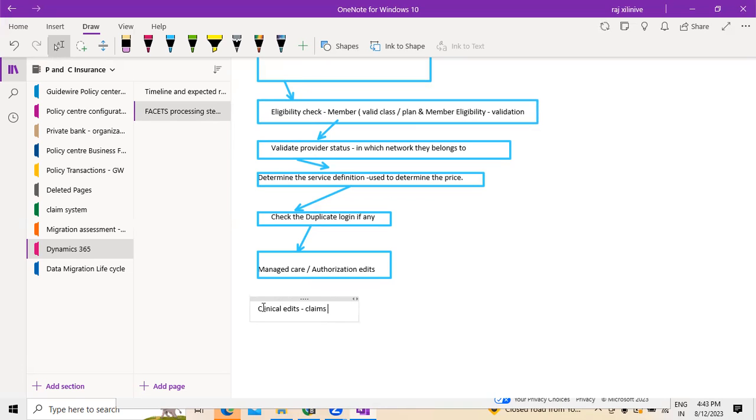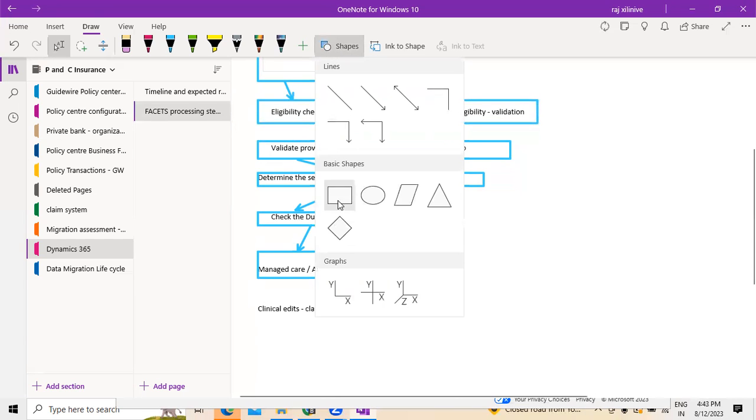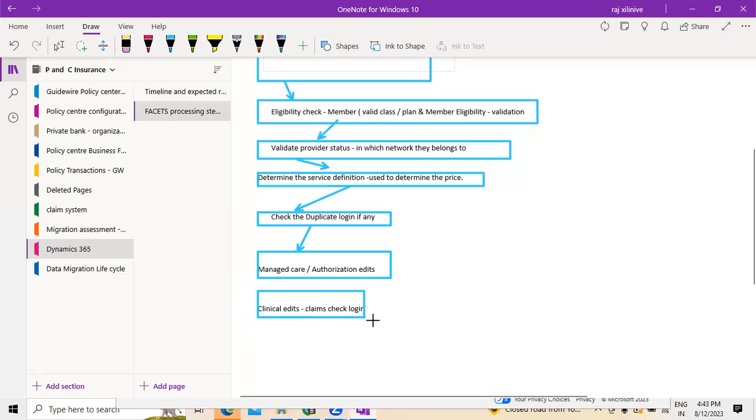At the same time, whatever claims we have seen, we need to update the claim check login here, right? So clinical edit means is there any editing in reference to the clinical process that the hospital, meaning the provider, has followed, if there is any kind of edits, maybe any grammatical mistakes or so, right? So that we have to cross check. That is essentially required.